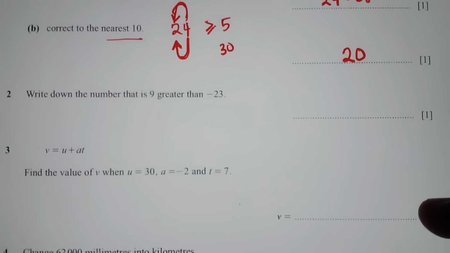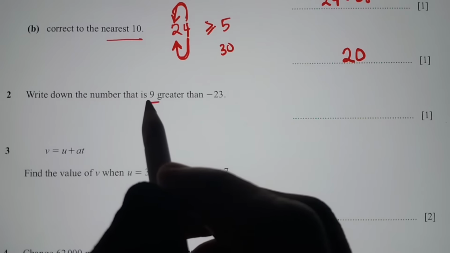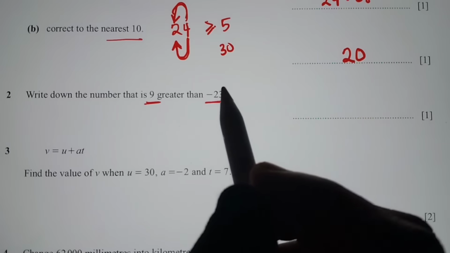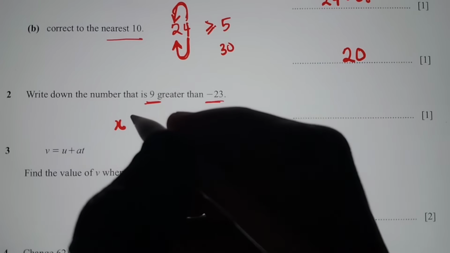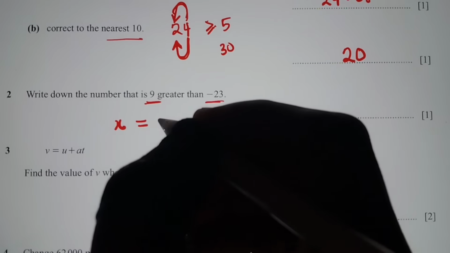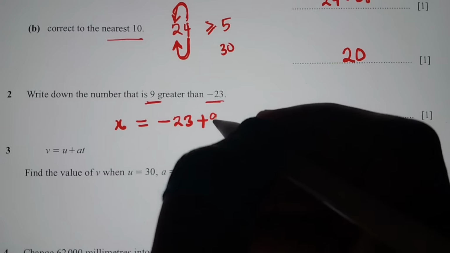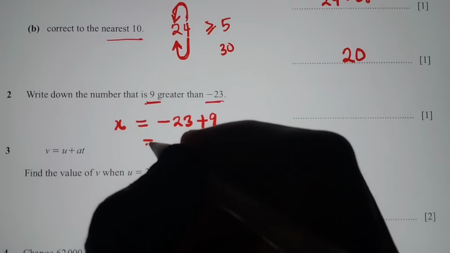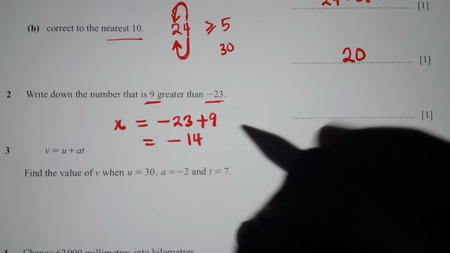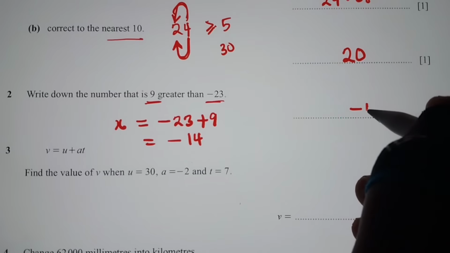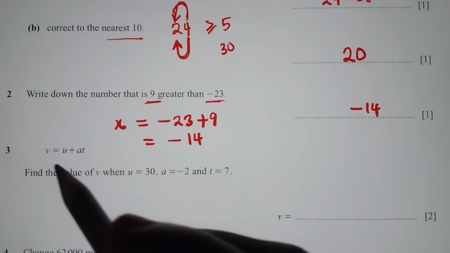Question number 2 says, write down the number that is 9 greater than negative 23. So let the number be x, for instance. So it means x is simply negative 23 plus 9. And this will simply give us negative 14. Moving on to the next question.